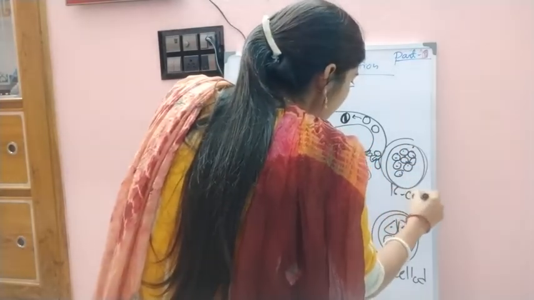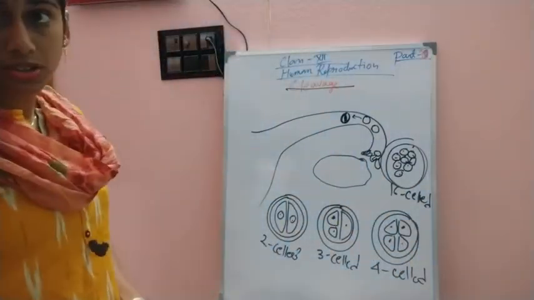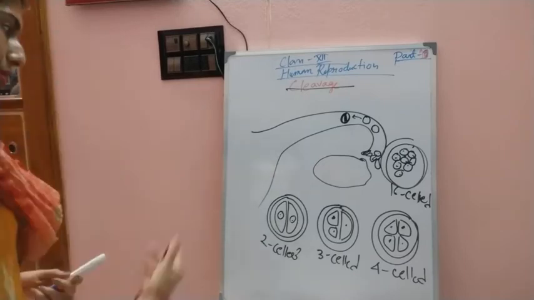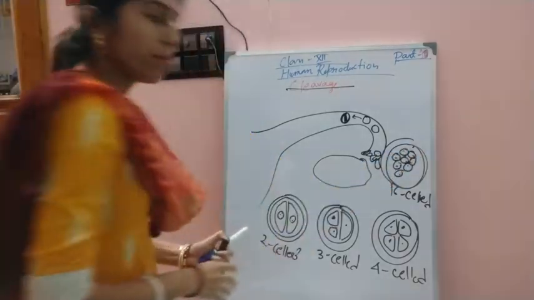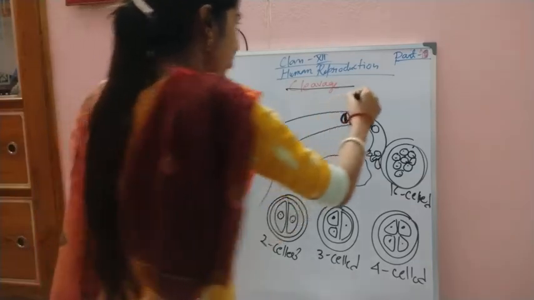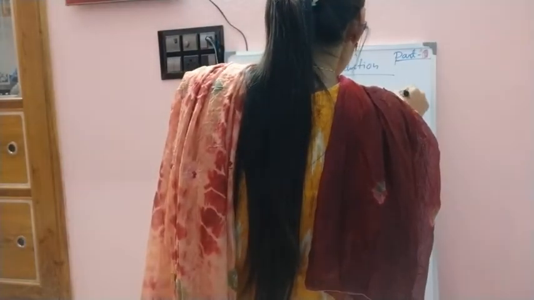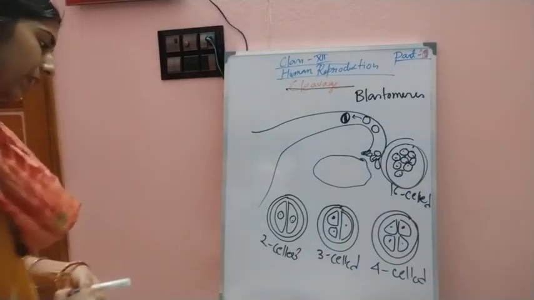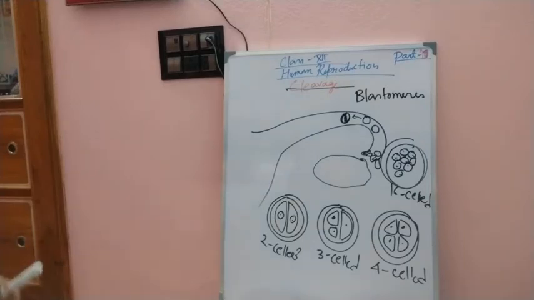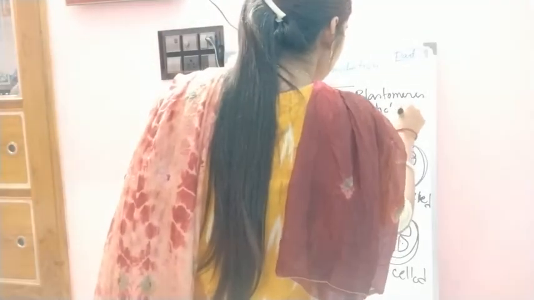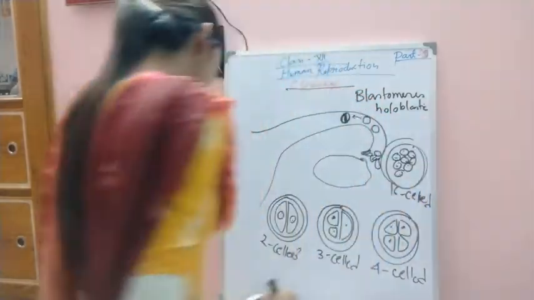16 cell stage. After that 32 cell stage, because mitotic cell division is occurring, that's why the number is increasing and the size of the cells will be decreased, because after that there will be a mass of cells. So the cells that result at the end of the cleavage are called blastomeres. The type of division by which they divide the fertilized egg into cells or blastomeres is called holoblastic division.